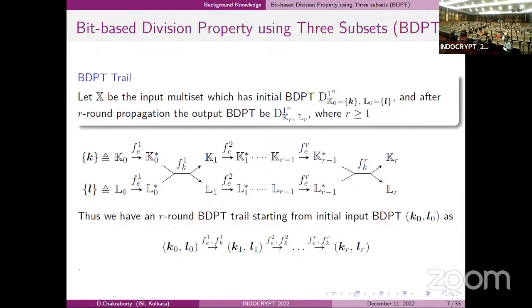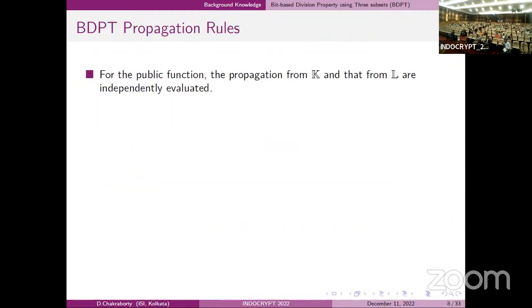So this means that for any element Ki, Li, suppose K1, L1, this element must exist. This element K1, L1 is actually constructed from K0, L0 through these functions. How we can construct Ki, Li from the elements Ki minus 1, Li minus 1, that we are going to see.